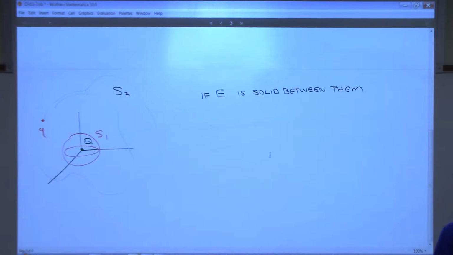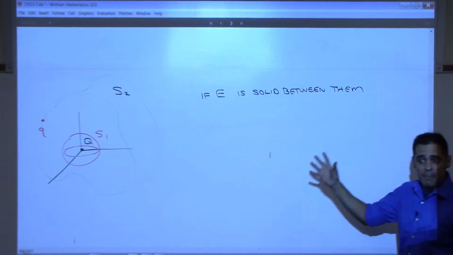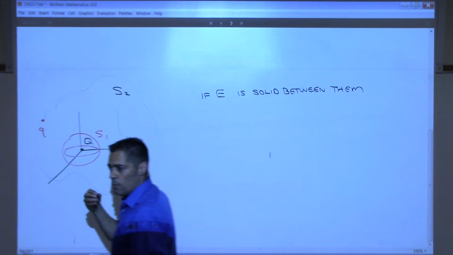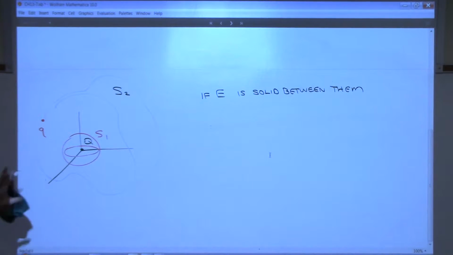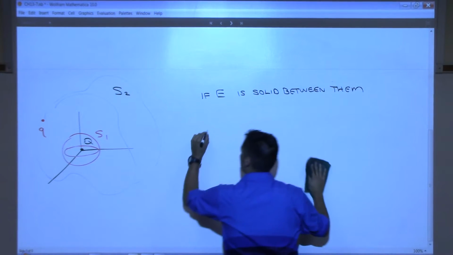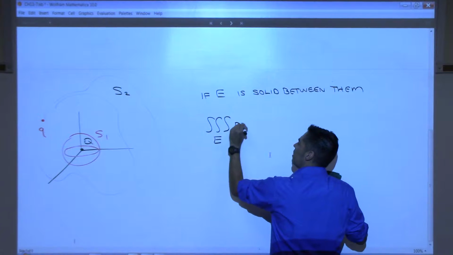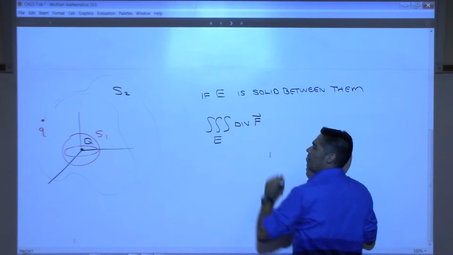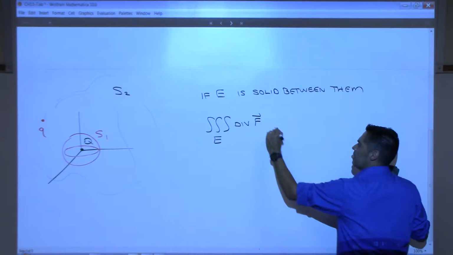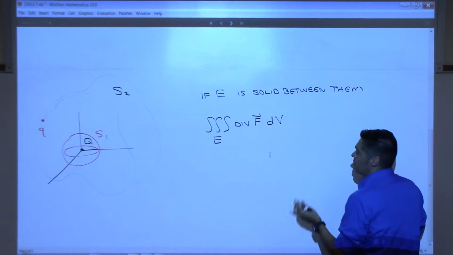Please put it away. Okay. If the E is the solid between them, which is the bread part, right? Then what can we say? I wrote down a thing here a second ago. Yes, it's the triple integral over E of the div of F, right? dV.